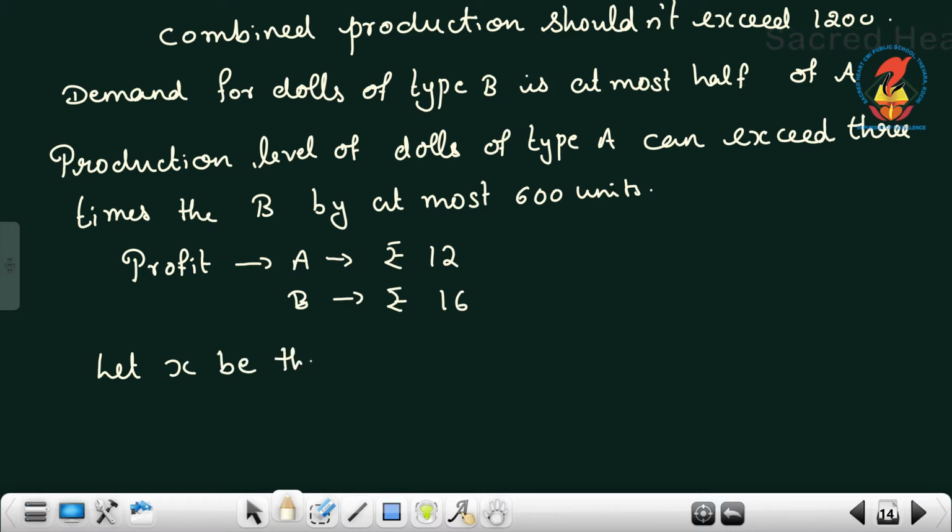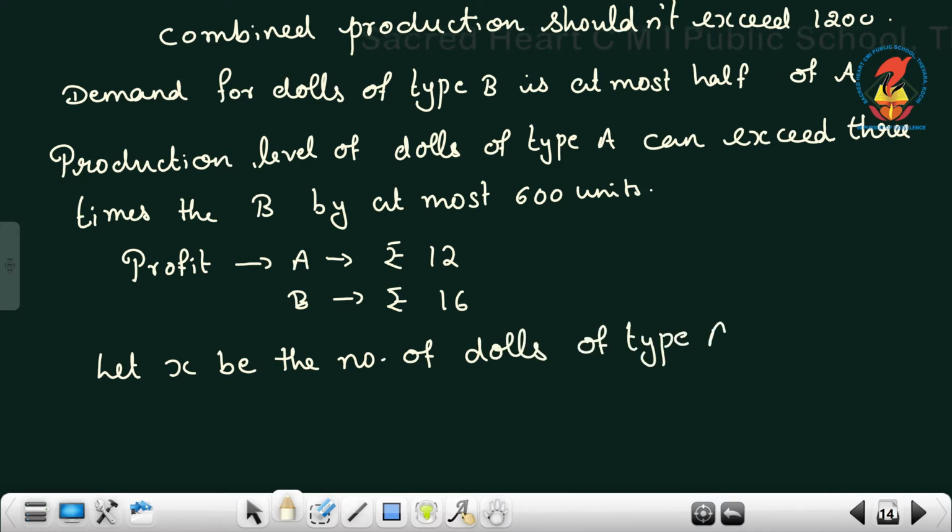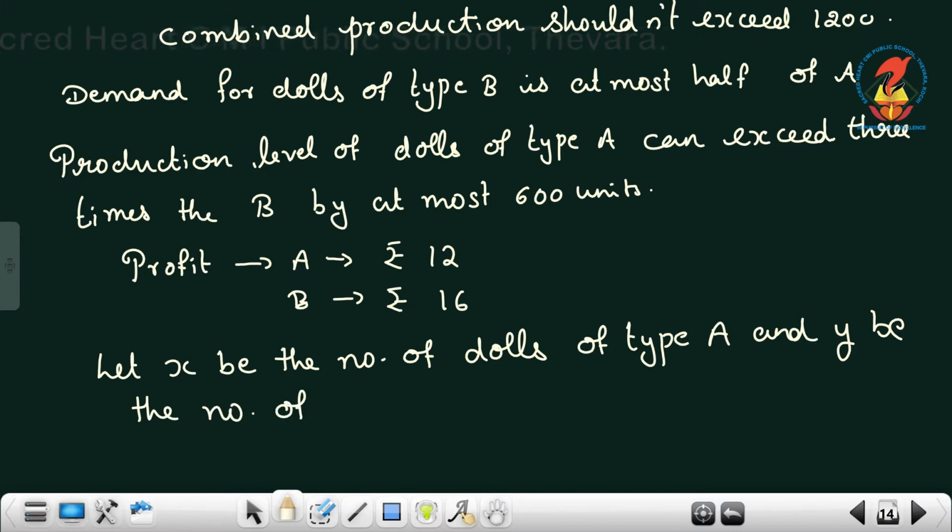Let X be the number of dolls of type A and Y be the number of dolls of type B.